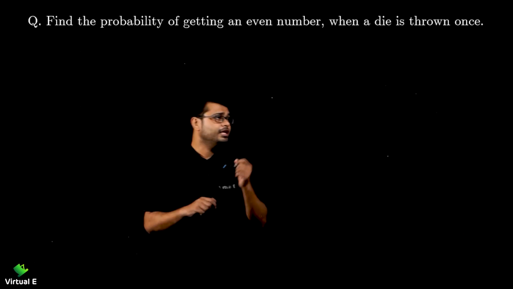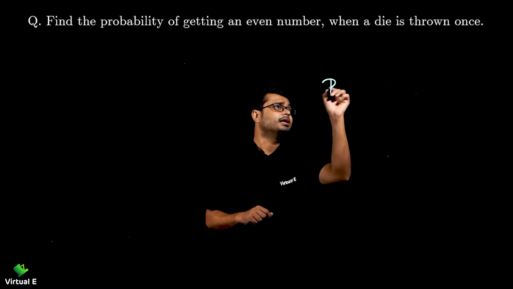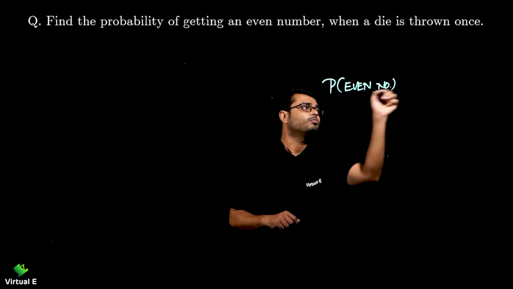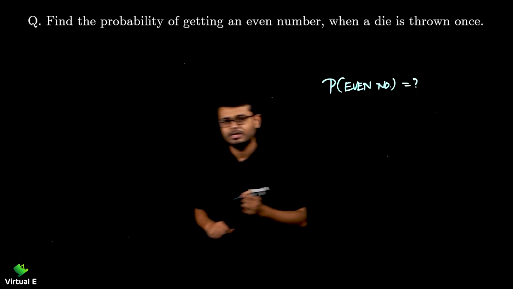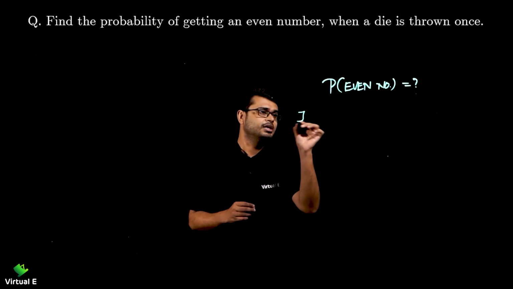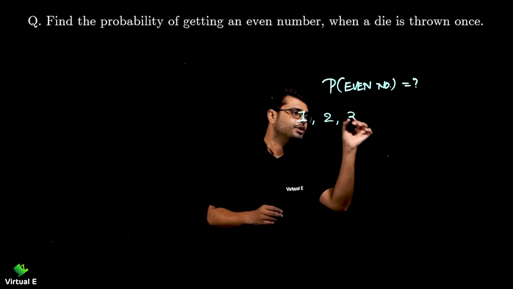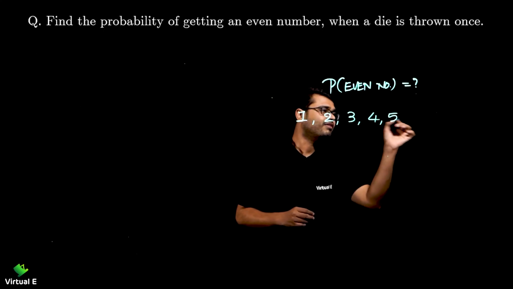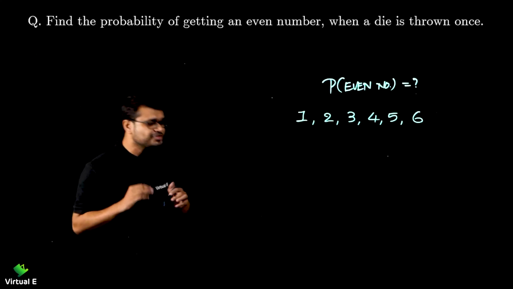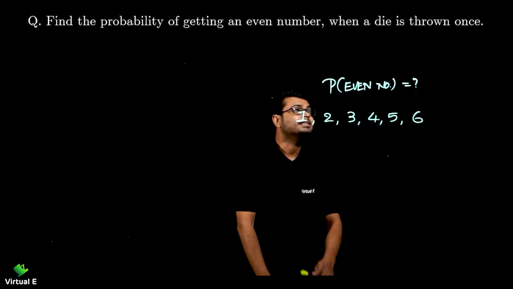So let's start. Find the probability of getting an even number when a die is thrown once. So we need to get the probability of getting an even number. First of all, let's write how many outcomes are possible. Either you can get 1, then 2, 3, 4, 5 or 6. Any of those numbers we can get. Now what are we interested in? We are interested in getting the even number.